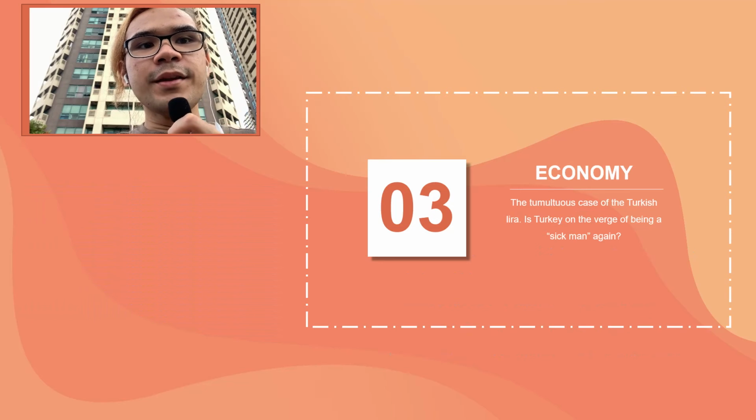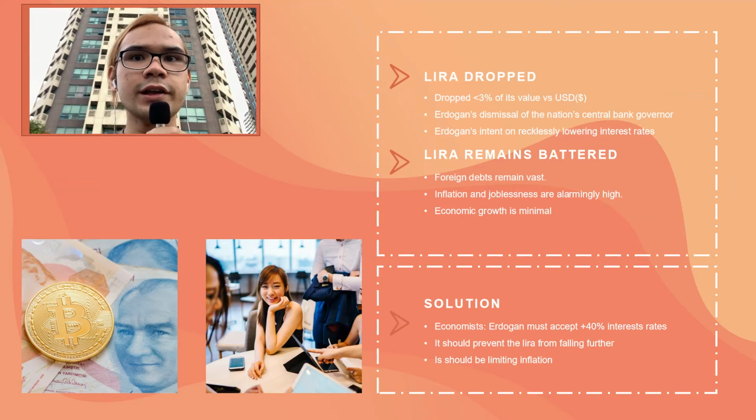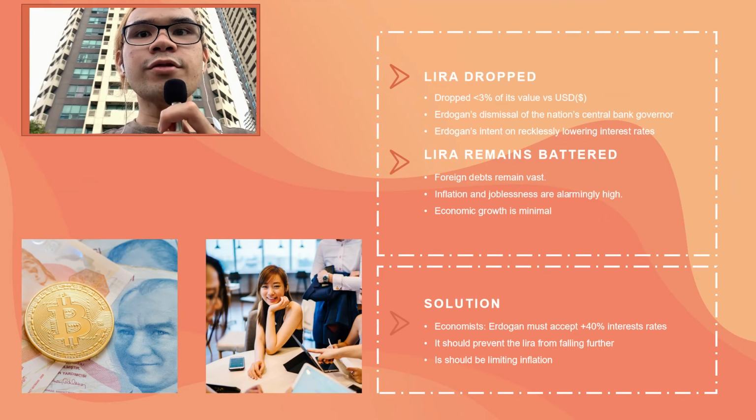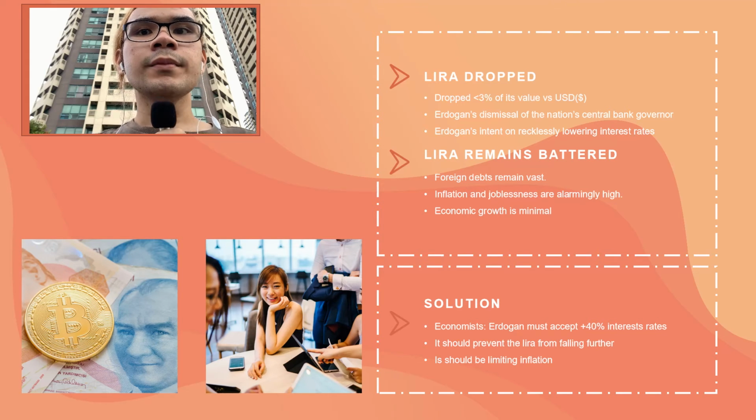Turkey has been facing an economic crisis since 2018. The Turkish currency, the lira, surrendered more than 3% of its value against the dollar in early trading in Asia before slightly recovering. The drop followed Erdogan's abrupt dismissal of the nation's central bank governor in July 2019.